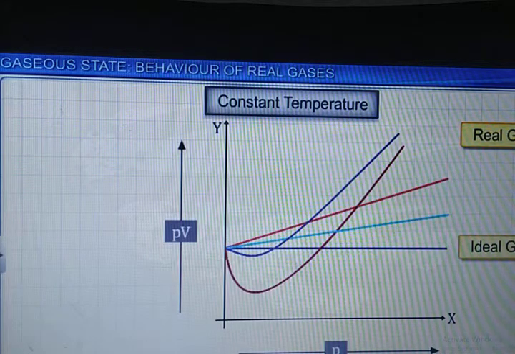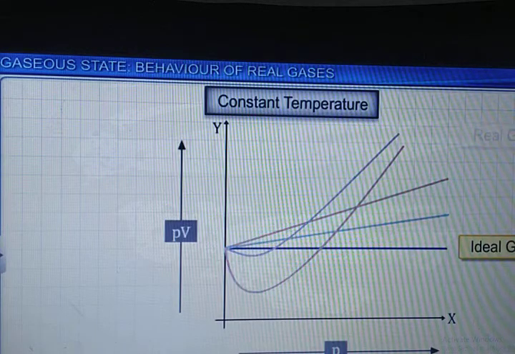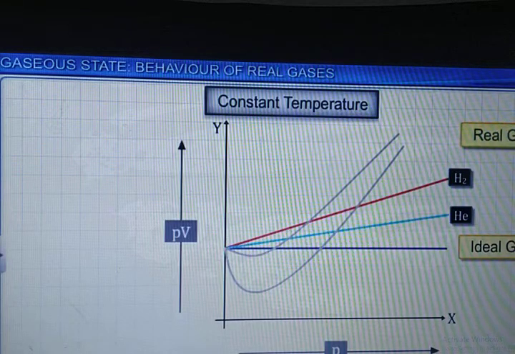When we draw a plot between PV and P for these gases, we get two types of curves. The curves for hydrogen and helium, as shown, lie above the ideal gas curve, and these two gases show a continuous increase in PV with the increase in pressure.